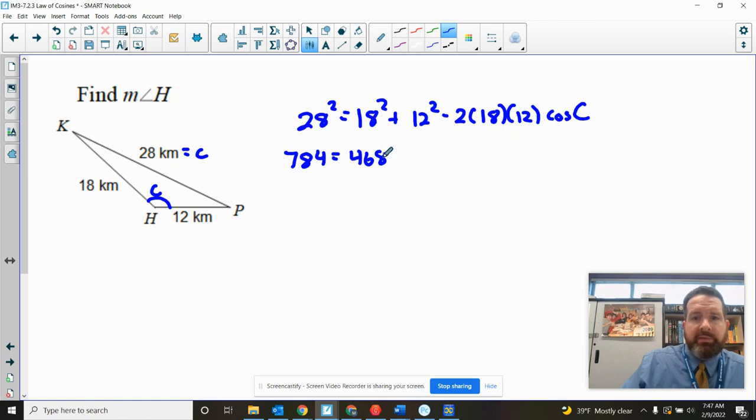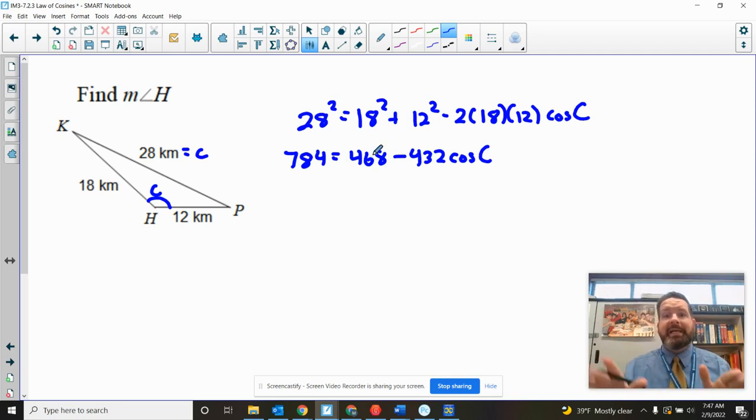So 18 squared plus 12 squared gets me 468. 2 times 18 times 12 is 432. And again, stop here. This is as simple as this gets because the 432 is multiplied by the cosine. Let's then do some subtraction.